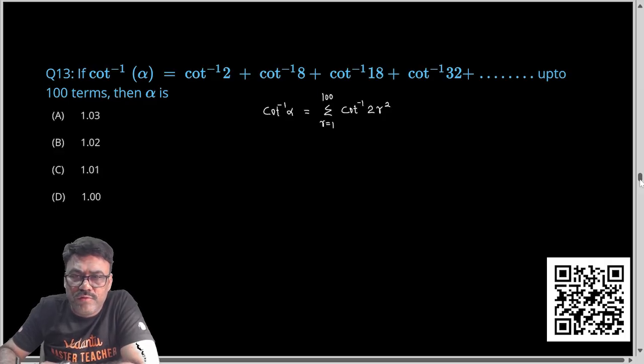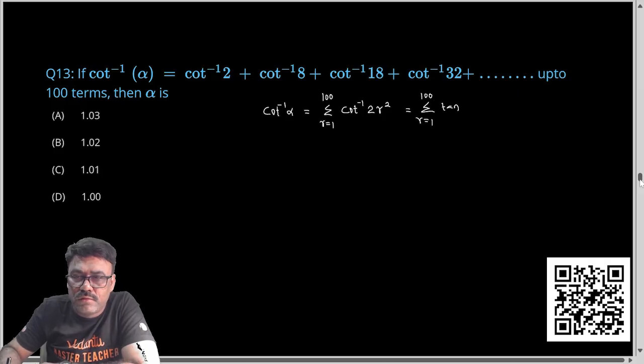Now I can write it. You can check for r is equal to 1, it is cot inverse 2. For r is equal to 2, it is cot inverse 8. For r is equal to 3, it is cot inverse 18. Now I can write it as sigma r varying from 1 to 100 tan inverse 1 by 2r square. Then I can write it as sigma r varying from 1 to 100 tan inverse 2 by 4r square.